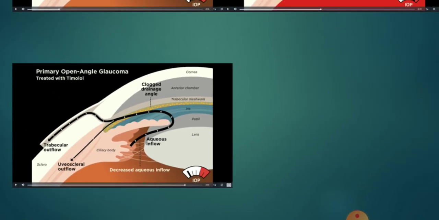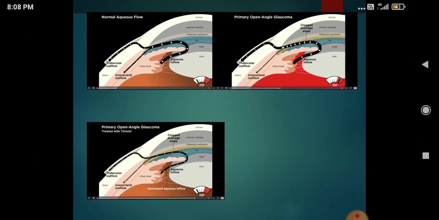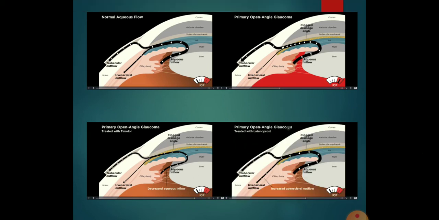So with that I am concluding my presentation by showing the effect of another drug, that is timolol with latanoprost. It is further minimized, and here you see the difference between this flow and this flow. This flow is still being increased with the addition of latanoprost.